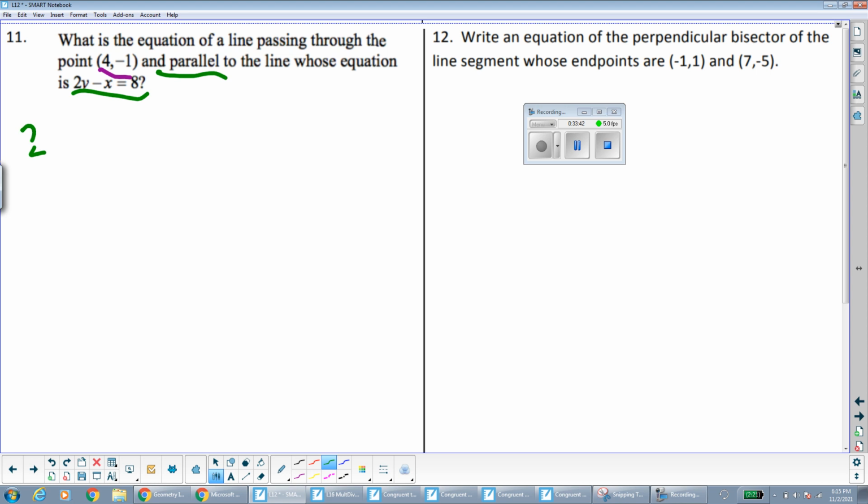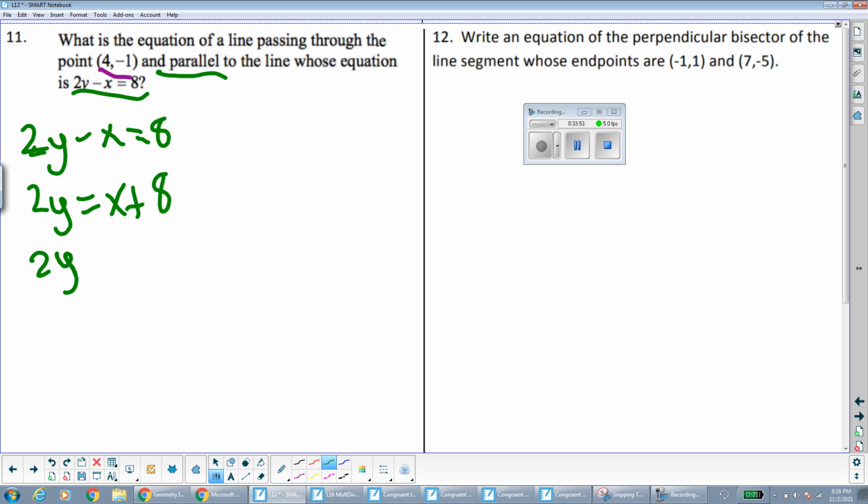So what we're going to do first is solve the equation for y. That way I can clearly see what the slope is. So I'm going to add to both sides. And then I'm going to divide each term by 2.